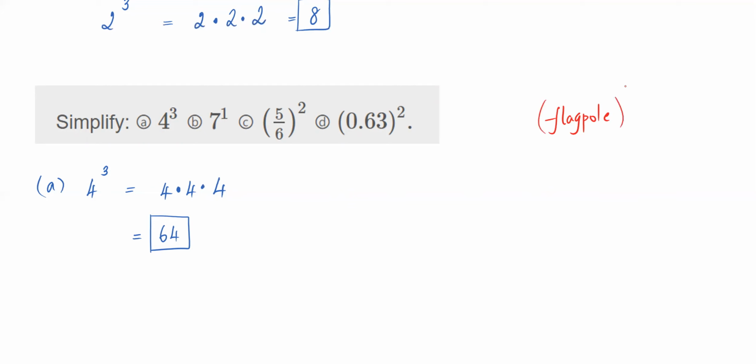I want to describe this as the flagpole being your base, and this power could be seen as the flag. So think of this as the flagpole and the flag. Can the flagpole stand by itself? Yes, very much. It can stand by itself with no flag. But can a flag stand by itself without the pole? No, it cannot. So you can never have an exponent hanging there without a base. And the flagpole clearly is the base.